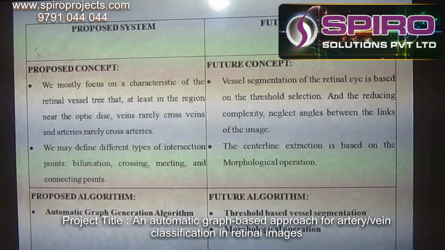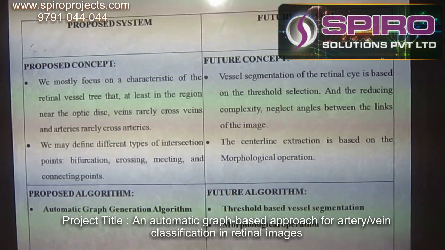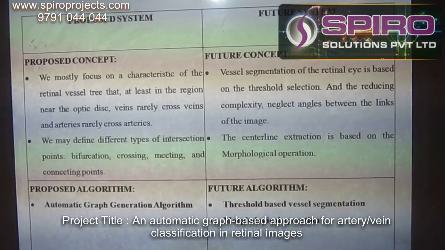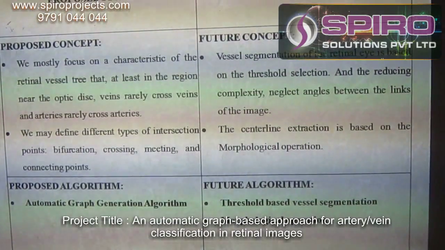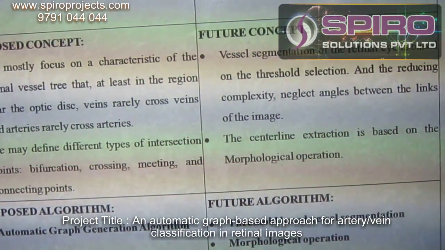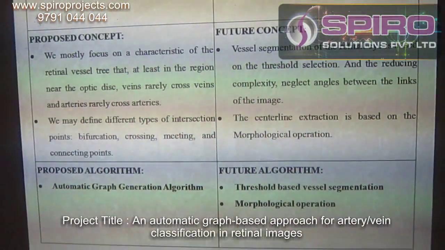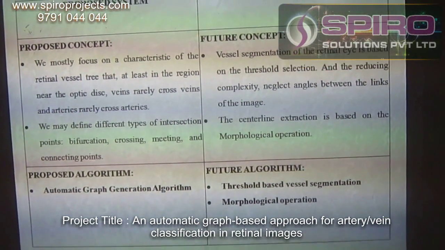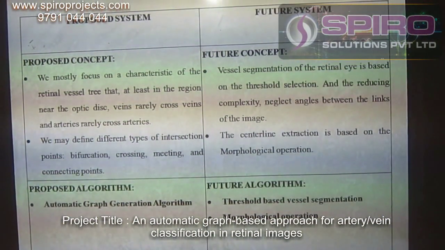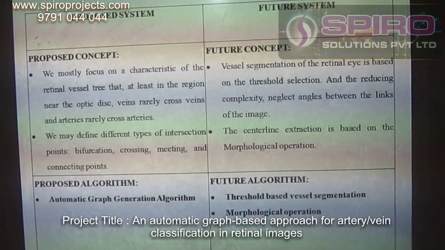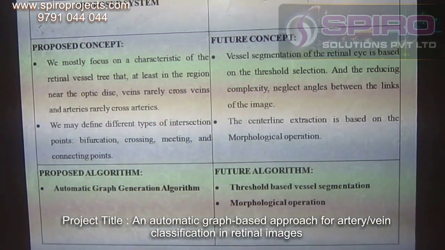This is the future system we are going to do. The vessel segmentation of the retinal eye is based on threshold selection, and to reduce complexity, we neglect angles between the links of the image. The center line extraction is based on morphological operations such as dilation and erosion. The future algorithms are named threshold-based vessel segmentation and morphological operations.